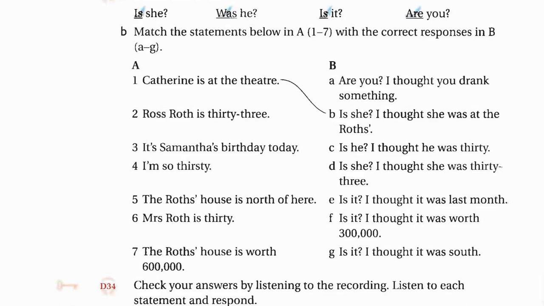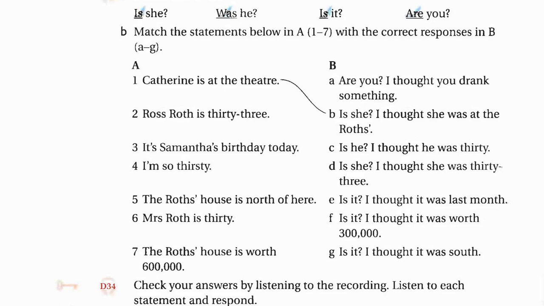The Roth's house is north of here. Is it? I thought it was south. Mrs. Roth is 30. Is she? I thought she was 33. The Roth's house is worth 600,000. Is it? I thought it was worth 300,000.